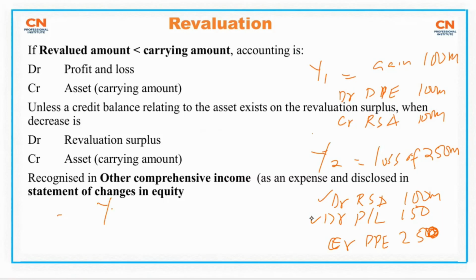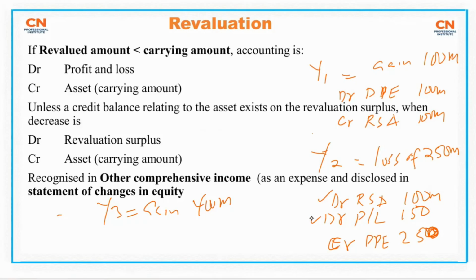Then let's say year 3, you made a gain of 400 million. What do you do? Don't be in a hurry to take the gain of 400 million to P&L, and don't be in a hurry to record it in the revaluation surplus account or OCI. We know it's a gain, but don't forget you have already recognized a valuation loss in P&L. Valuation losses are not supposed to go to P&L, but because there's no balance in the revaluation surplus account, that's why we recorded the loss in P&L.